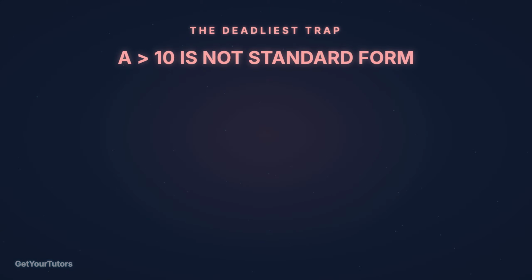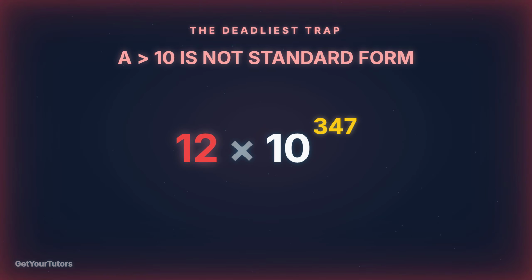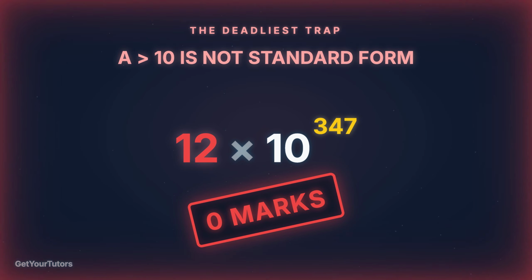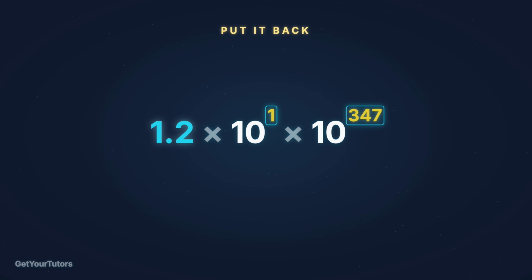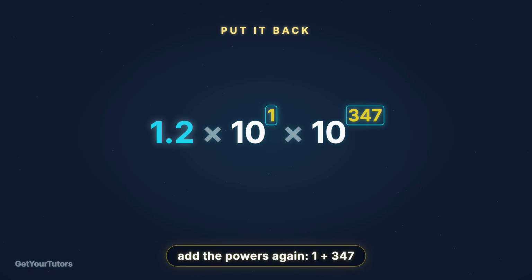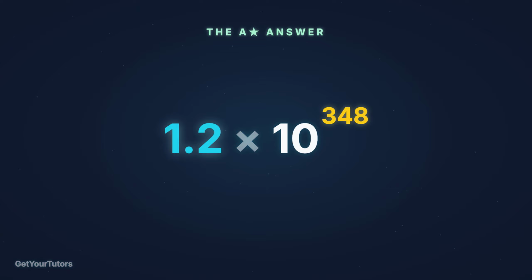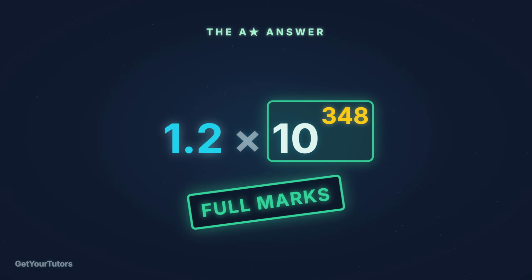Here is the deadliest examiner trap. 12 is greater than 10. If you leave this as your final answer, you get 0 marks. We must convert 12 into standard form. It becomes 1.2 multiplied by 10 to the power of 1. Write this clearly. Now multiply it back with the original 10 to the power of 347. We simply add the powers together again. The final A-star answer is 1.2 multiplied by 10 to the power of 348.